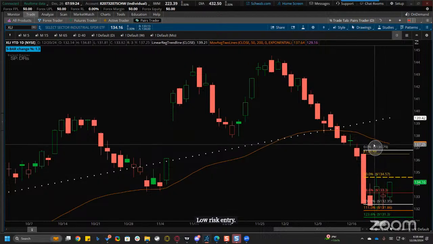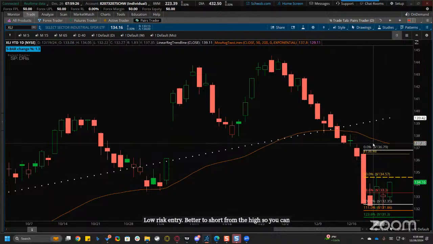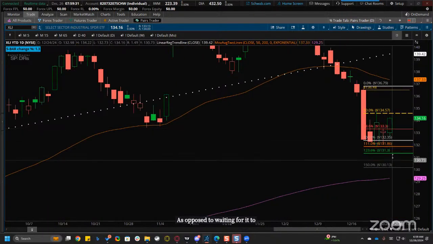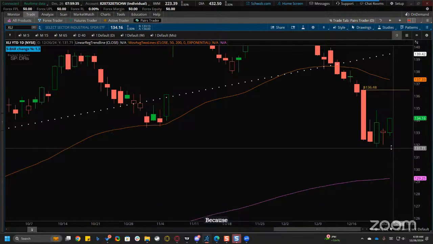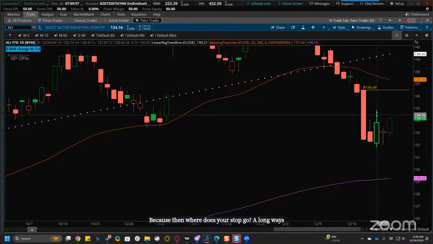Better to short from the high so you can use a very small stop as opposed to waiting for it to turn around, come back down, break down, and then try to short it from the low, because then where does your stop go? A long ways off. You have to put a lot more money at risk.